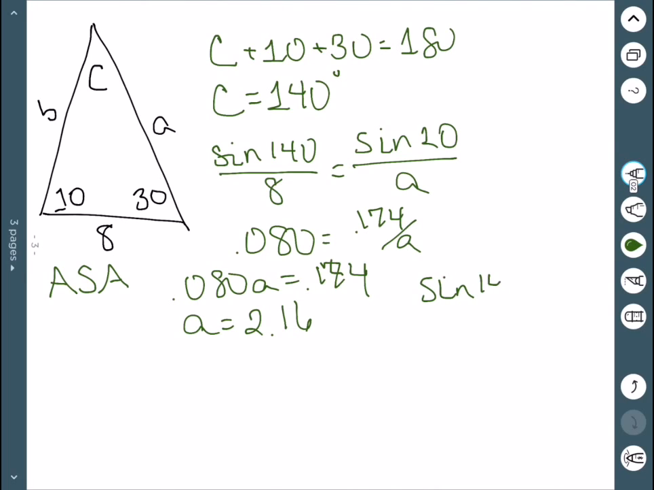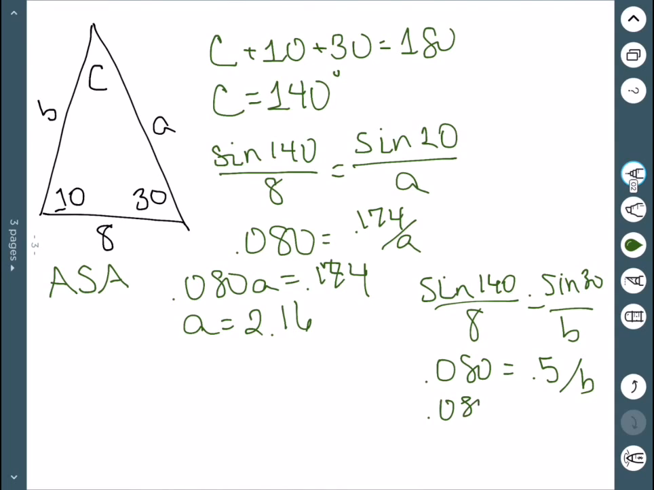So I have sine of 140 over 8 is equal to sine of 30 over B. Sine of 140 over 8 is still 0.080. Sine of 30 is 1/2. We can multiply both sides by B, and then we just need to divide. And this gives us that our side B is approximately 2.22. So now we've solved this triangle.